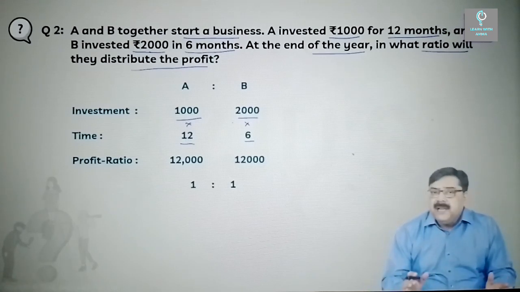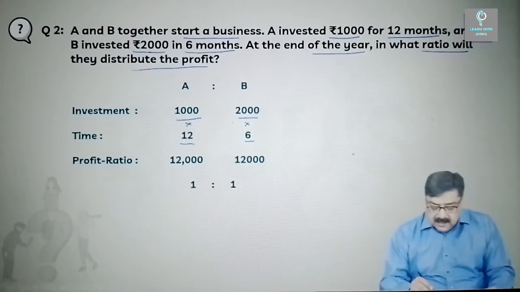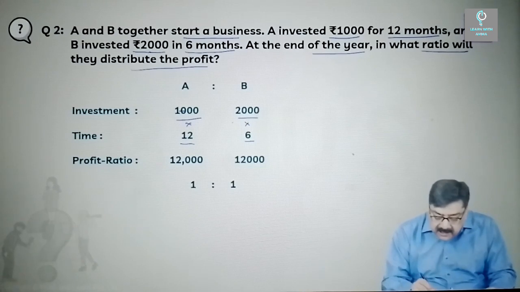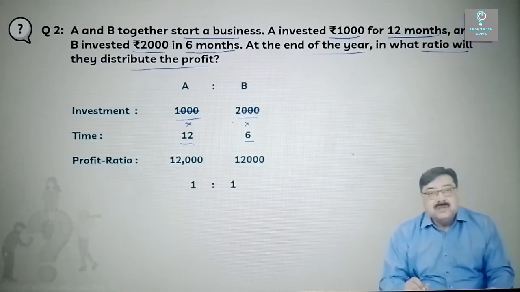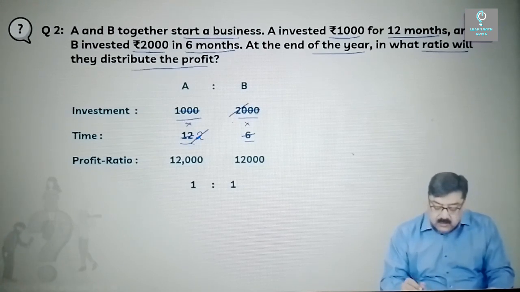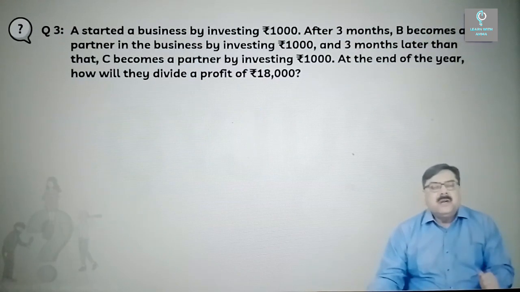Now, while performing calculations, what you can do is, in this 1,000 and 2,000 itself, you can remove the zeros. 6 and 12, you can balance out here. 6 2s are 12, and this 2 also gets balanced. So ultimately, you get 1:1. Now, let's look at the next question.